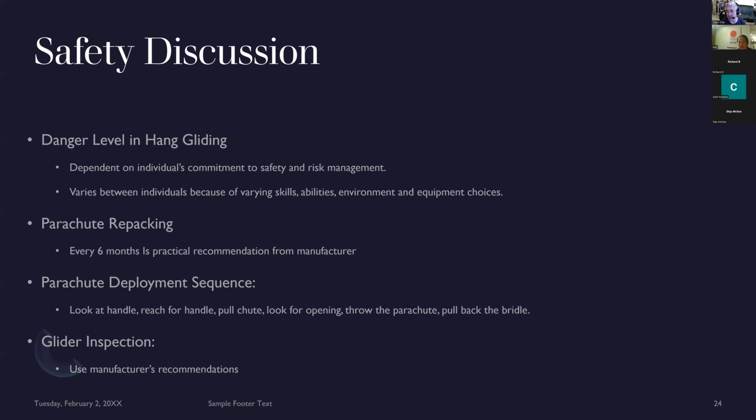You should repack your parachute every 6 months. And the parachute deployment sequence is to look at the handle, reach for the handle, pull the chute, look for an open, throw the chute, and pull back the bridle.